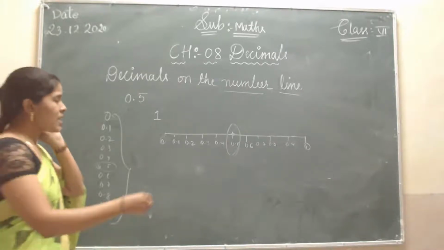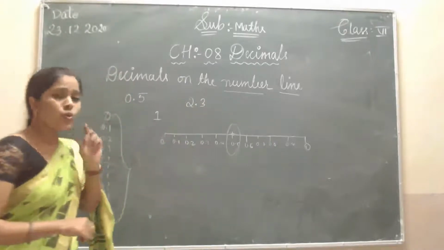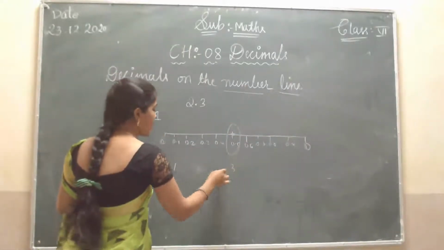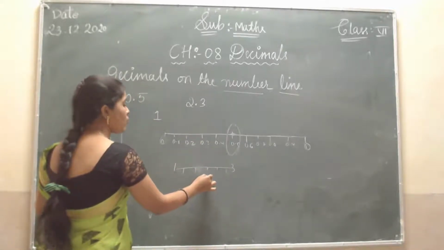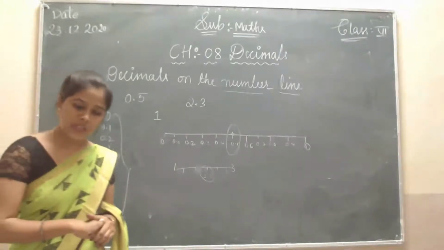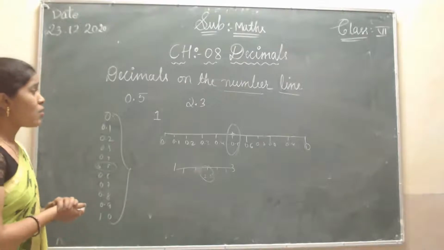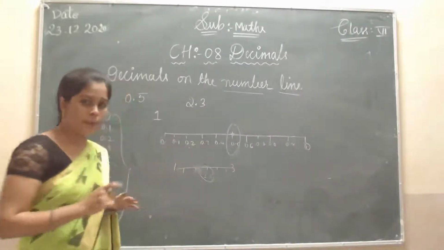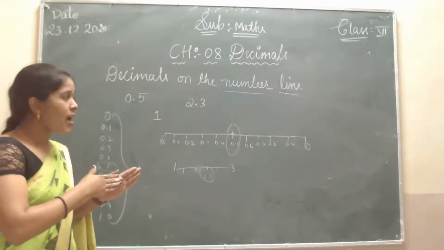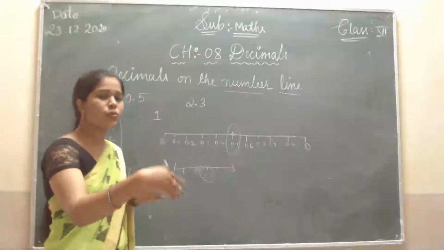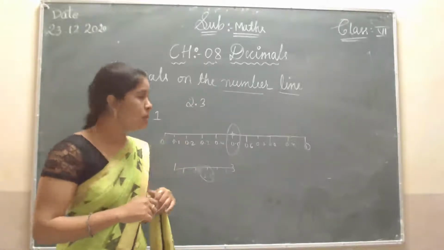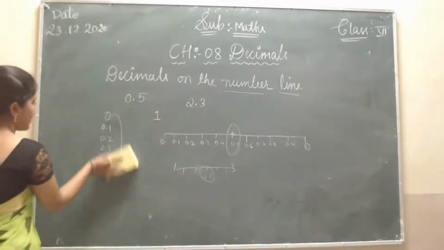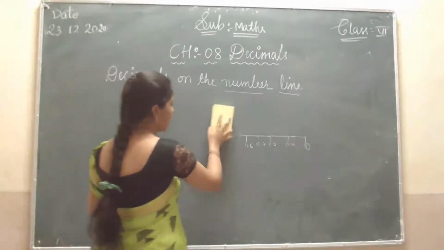Understood? Next, for example, 2.3. 2.3 comes between 2 and 3, so take 1 to 3, draw the number line, and mark where 2.3 is located. This is how we represent decimals on the number line. First we check between which two numbers 2.3 comes. Starting from 2, we have 2.1, 2.2, 2.3, 2.4, 2.5 up to 2.9, then it comes to 3. So we represent 2.3 between 2 and 3. This is very easy.